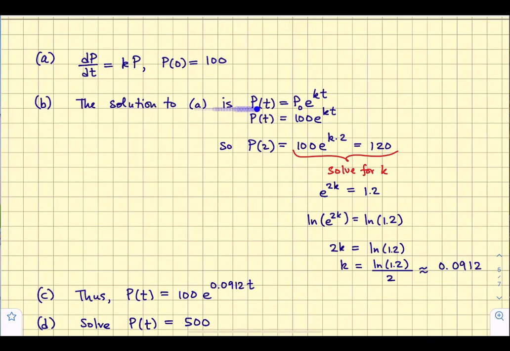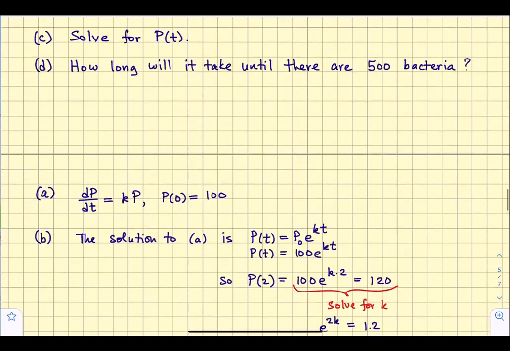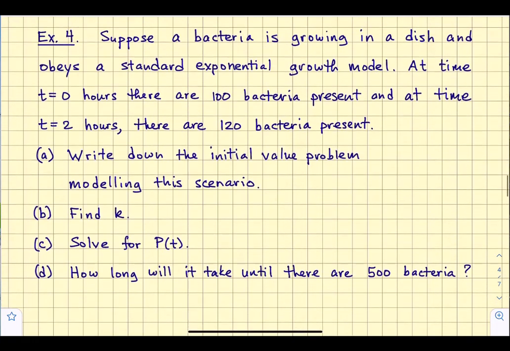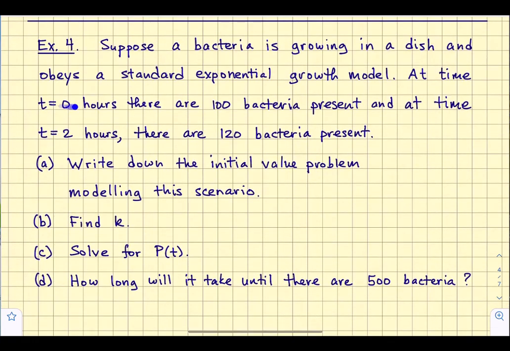Now the solution to this, we already know from above, is P of t equals P naught e to the kt. We know our P naught is 100, so we'll put that in. This feels a little different than before. We don't know this value of k here. We just have to be patient. But notice they gave us an extra piece of information. Not only did they give us an initial condition, they gave us a second observation.